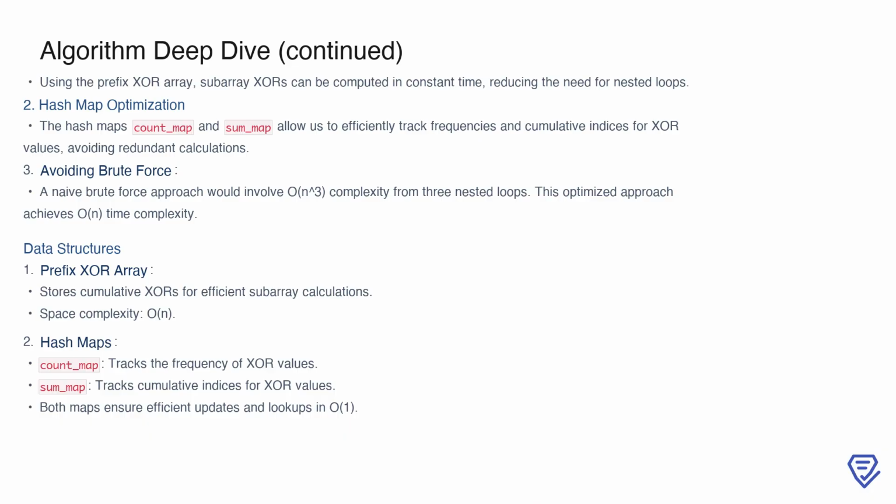The two hash maps, count_map and sum_map, play a crucial role in this optimization. Count_map tracks how often each XOR value appears, while sum_map keeps a running total of the indices associated with those XOR values. Together, these maps allow us to efficiently compute the contributions to the result without redundant calculations. This approach not only ensures correctness but also scales well with larger input sizes, making it a robust solution.